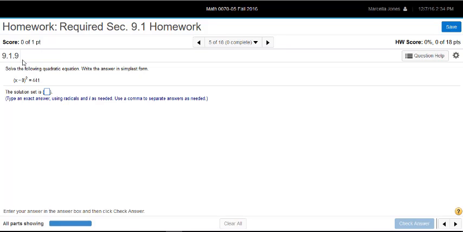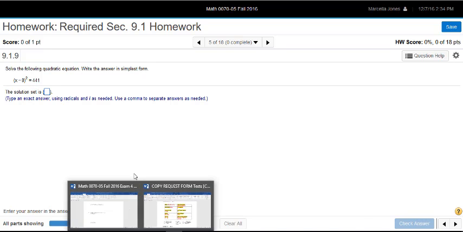Let's look at solving exercise 9 from section 9.1. This is actually problem 5 in the section 9.1 homework, but it's number 9 in the electronic or printed textbook. So exercise 9.1.9. Here we want to solve the quadratic equation (x - 8)^2 = 441. And we're going to solve this using the square root property. So let's take a look at what that looks like.